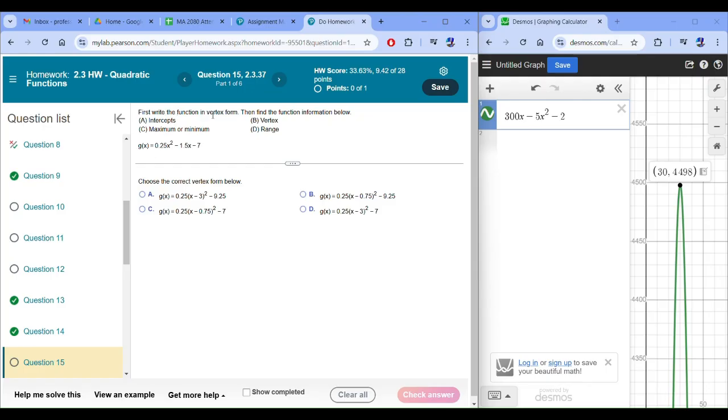All right, write the function, then find the vertex. What's the intercept? Choose the correct vertex form below of this equation. Plug it in. You guys got that. Moving on. Find the intercepts, the vertex. Easy.